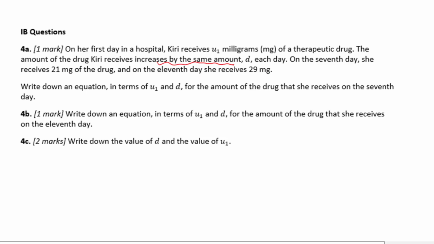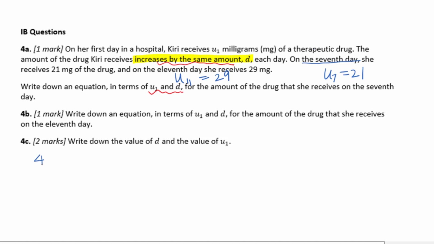receives 29 milligrams. Write down an equation in terms of u1 and d for the amount of drug that she receives on the 7th day. According to increases by the same amount d, we know this is an arithmetic sequence. On the 7th day, which means u7, she receives 21 milligrams, so u7 equals 21. On the 11th day, which means u11 equals 29.